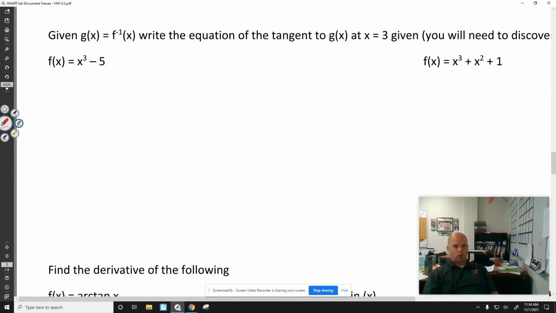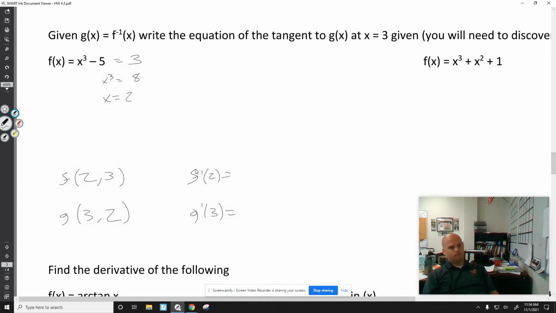I need the point and the slope of g at 3. So I need g prime of the x coordinate 3. I need g's point (3, something). Well, that means I need to figure out when this equals 3, right? Because for f, we're talking about the corresponding point when its y coordinate is 3. I can actually solve this pretty easily and get x equals 2. It's not plus or minus 2. Negative 2 cubed is negative 8. So (2, 3), (3, 2).